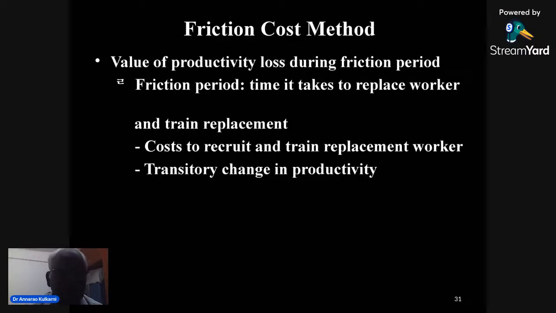So the next method is the friction cost method. An alternative to measuring the productivity loss by the human capital approach is the friction cost method, which is typically used in European economic evaluations. This method is based on valuing productivity loss in the cost required to replace a given worker and the loss in productivity during the time it takes to replace such worker. You may not find a replacement immediately, so it will take some time, and you have to train them, you have to pay him, depending on the market availability. So all these things are considered in the friction cost method.